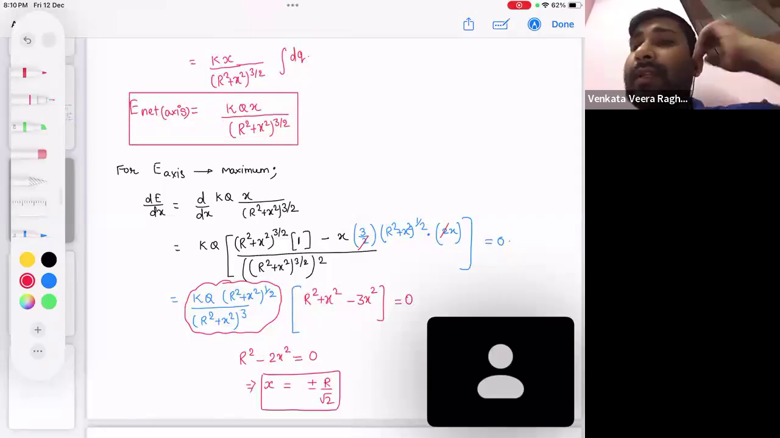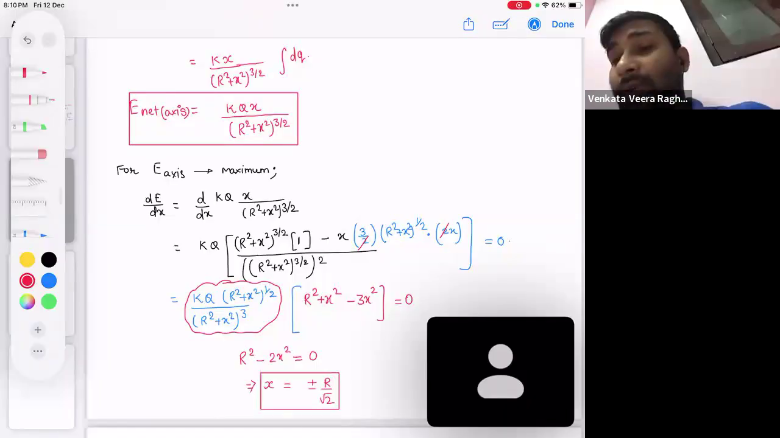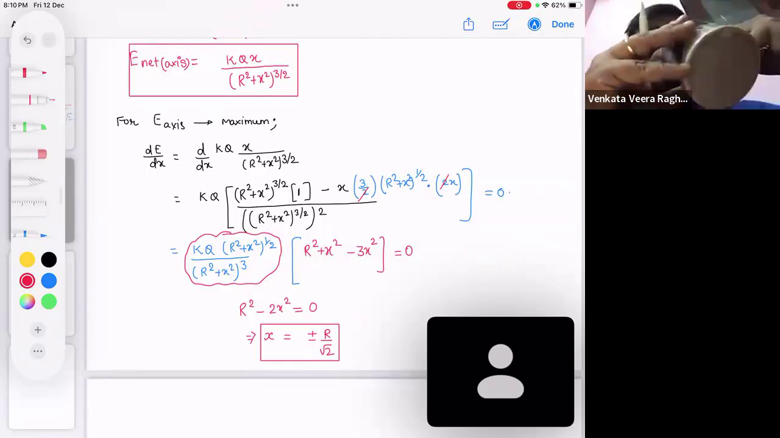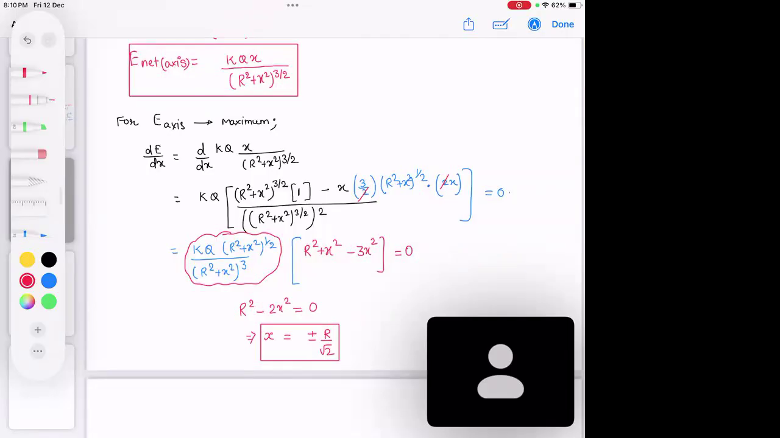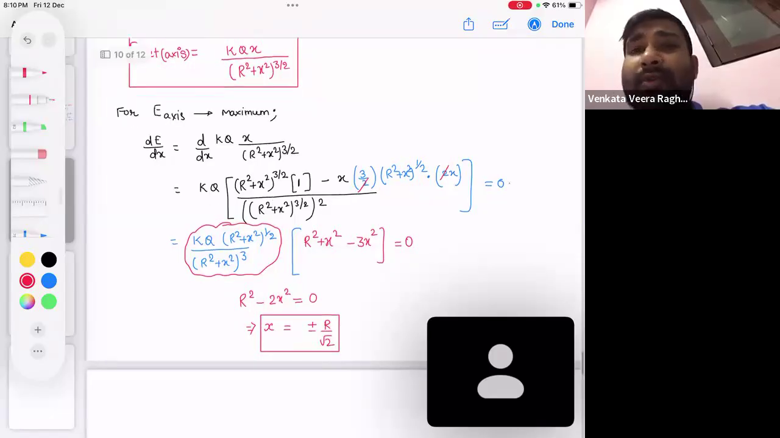Understand? This is a very important result: if you are calculating field due to ring, then at x equal to plus minus r by root 2, the electric field is going to be maximum. Is that clear? On the axis of the ring, the field is maximum at two points: x equal to plus r by root 2, and x equal to minus r by root 2 also. And what will be the maximum value of electric field?